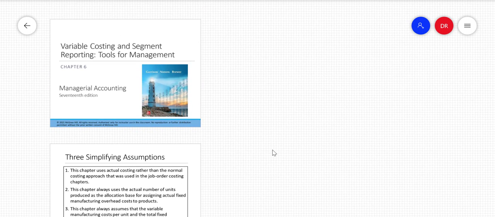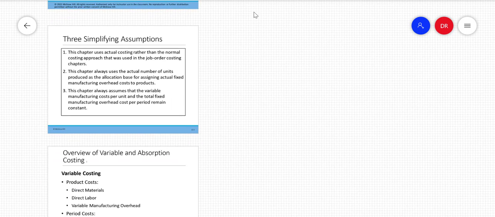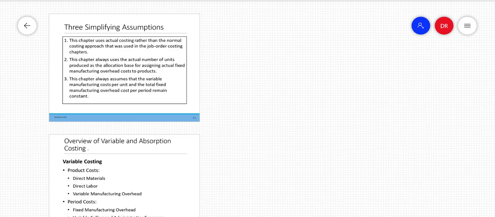This is chapter 6, variable costing and segment reporting, and we're going to look at the beginning of the chapter in this lecture video. We're really looking at variable and absorption costing. So what we're looking at in this particular video is variable versus absorption costing.